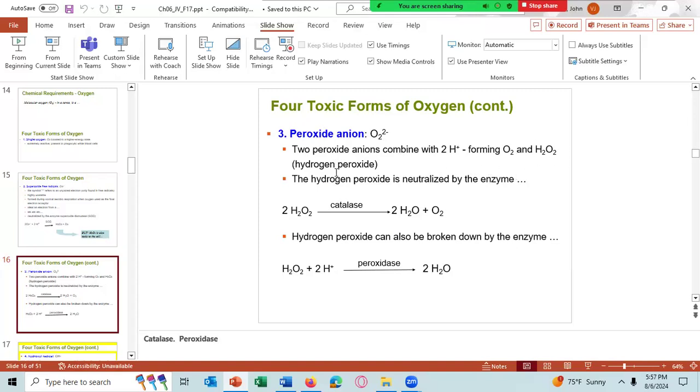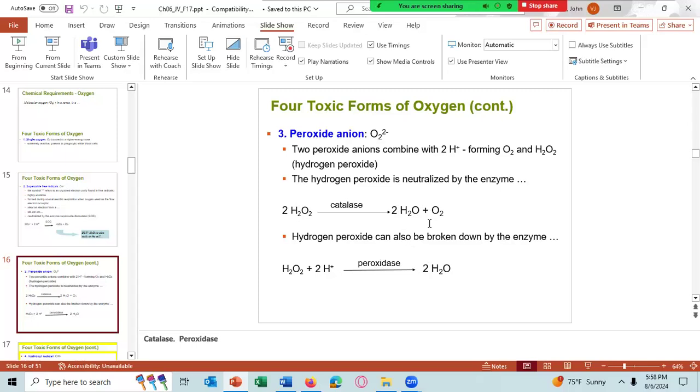It's a peroxide ion. We have 2 enzymes to catabolize hydrogen peroxide. There's the enzyme catalase, which can take 2 hydrogen peroxide to make 2 water and oxygen. And then there's also the enzyme peroxidase, which can take hydrogen peroxide and 2 hydrogens to make 2 waters. Catalase is the most important enzyme in our cells to remove hydrogen peroxide. And so if you ever put hydrogen peroxide on your skin, you can feel the bubbling, and that's from the generation of oxygen making those bubbles.